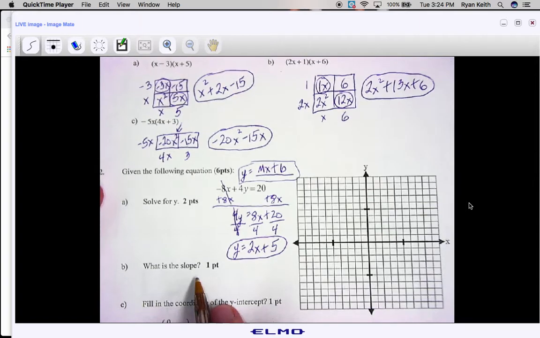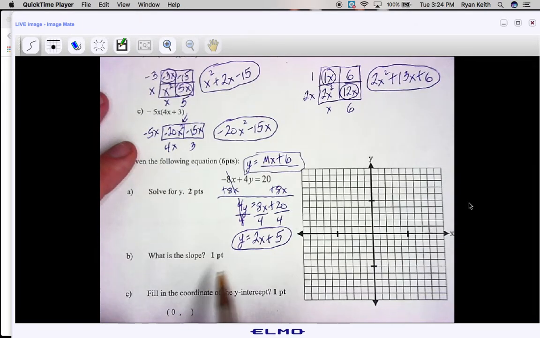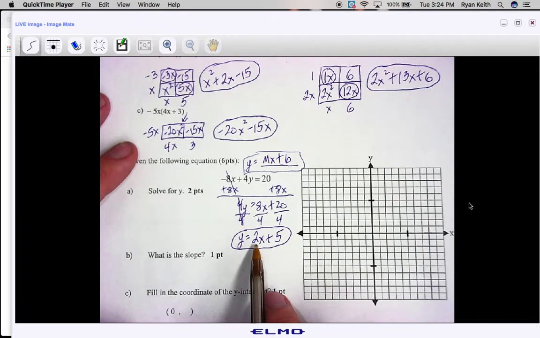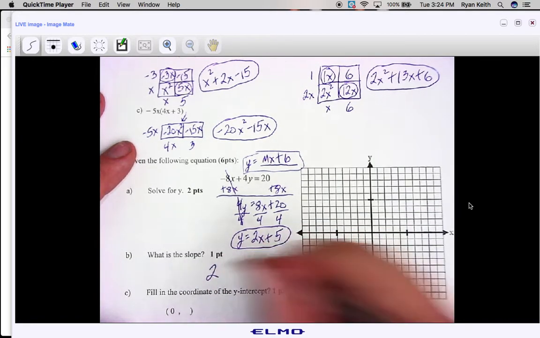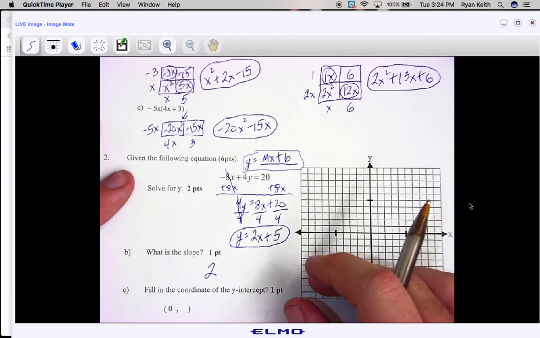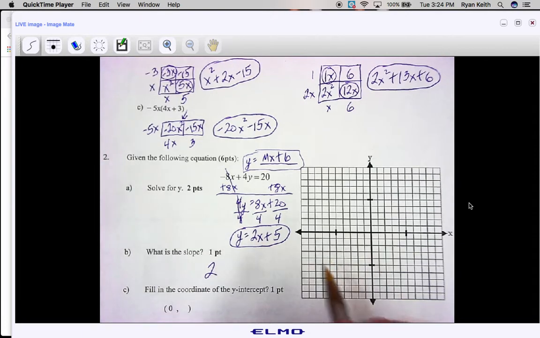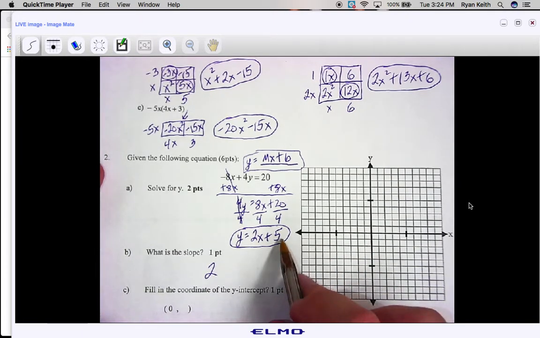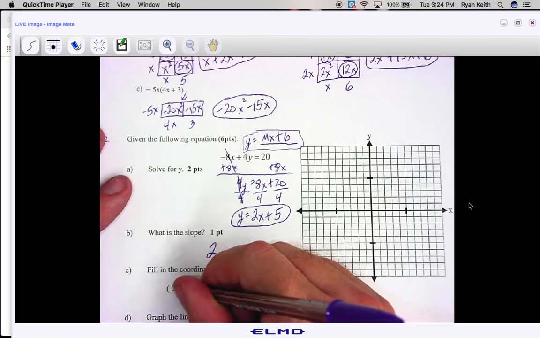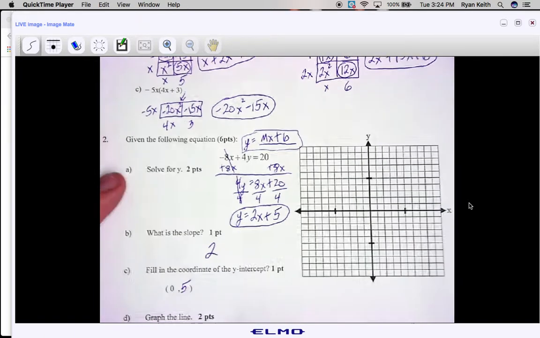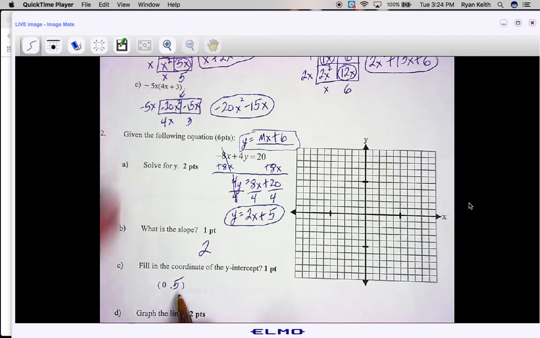What is the slope? I don't know what to say. If you don't know by now that the slope is in front of the x, you're in rough shape. Slope, in front of the x, is 2. Y-intercept, back number, (0, 5). Graph the line. Okay, we know how to do that.